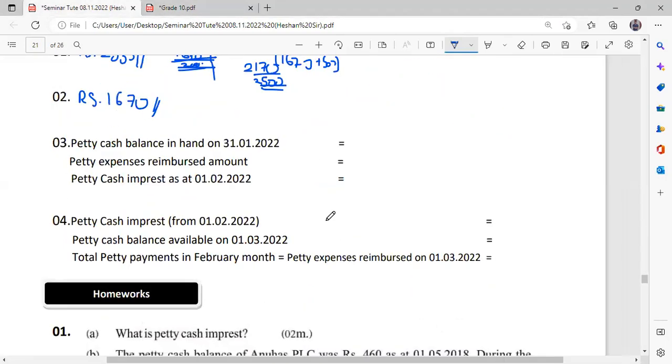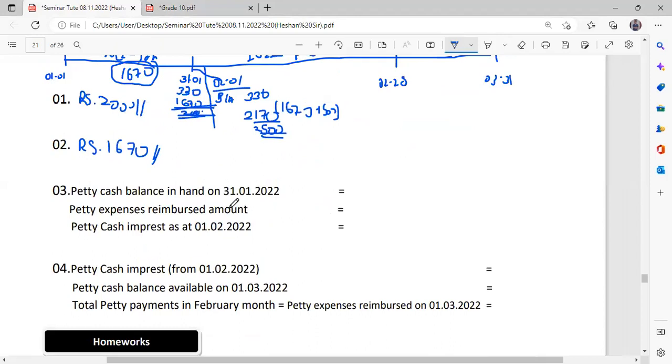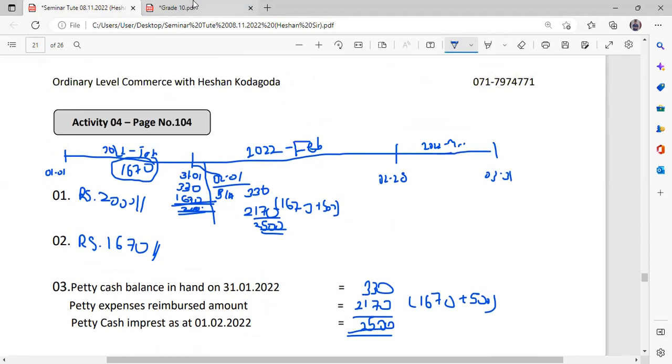Why? The petty cash imprest was decided to increase by 500, which means from 2,000 to 2,500, right? Okay. Now you know petty cash balance in hand on 31st January is 330. Petty cash expenses reimbursement amount 1,670 plus 500, which means 2,170, right? Petty cash imprest as on 1st February, which means 2,500, right? About that.